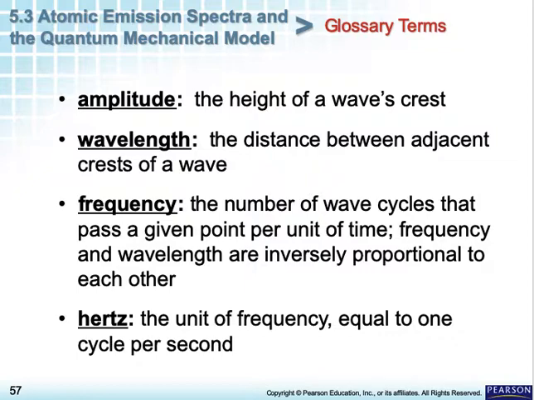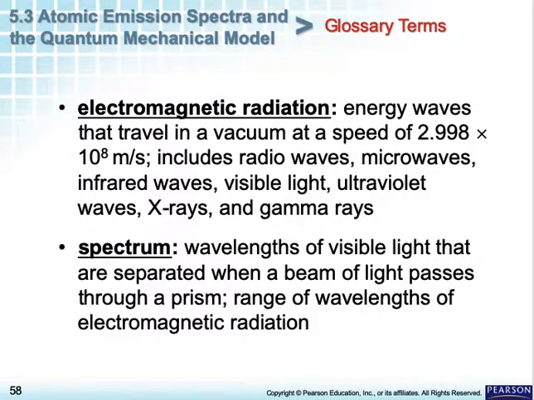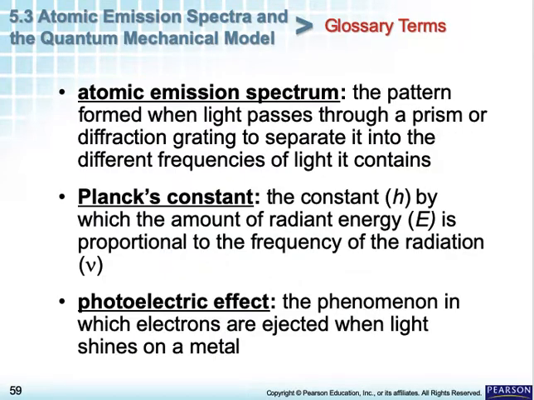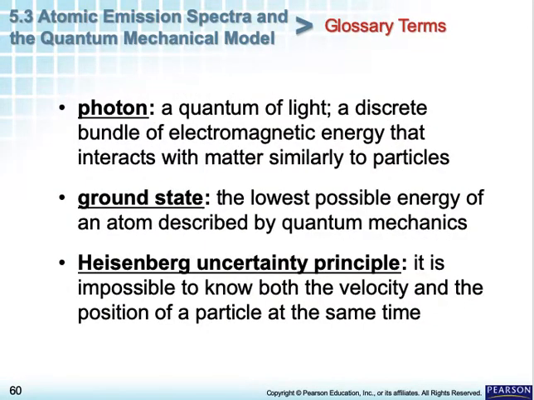Vocabulary in this section: amplitude, wavelength, frequency, hertz, which is 1 over seconds. Electromagnetic radiation, spectrum. Atomic emission spectrum is different than atomic absorption spectrum. Planck's constant, photoelectric effect, photon, ground state, Heisenberg uncertainty principle.